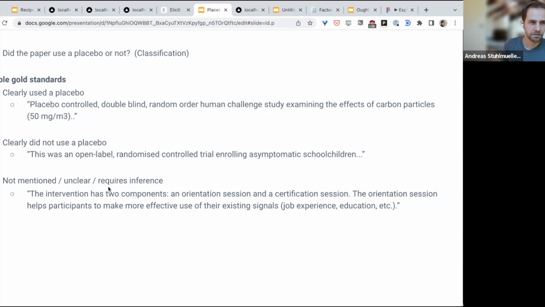And then a lot of studies just don't talk about it explicitly. They just say this intervention had two components: orientation session, certification session, etc. And then mostly you infer they didn't use a placebo because they didn't talk about anything like a placebo. And sometimes they use a placebo and don't talk about it explicitly, although that's more rare.